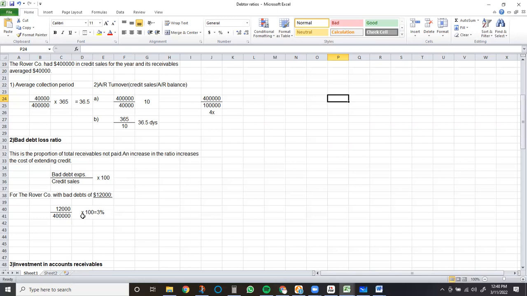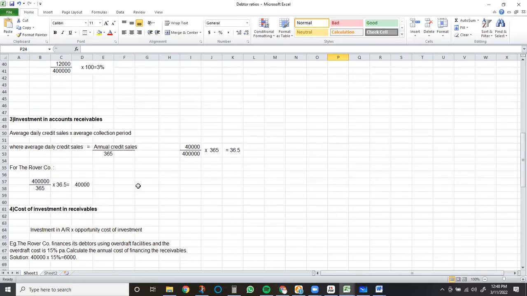But the majority, or the main reason for that increase from 3% to 6%, will be the new customers who were not previously credit worthy. And the only reason why they've got in now is because the company has relaxed its credit standards.